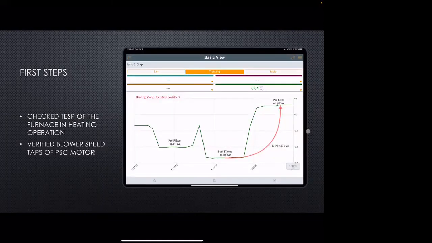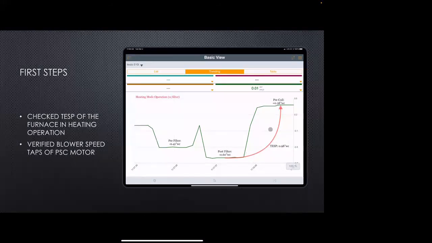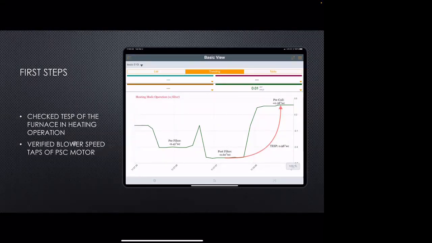So then what we have to do, once we get our static pressure here, as I like to know on this PSC motor, what blower speed tap is it at? How do we get that? Well, we verify it on the schematic for those blower speeds versus the color of the speed tap or the wire of the speed tap that's connected to the motor.